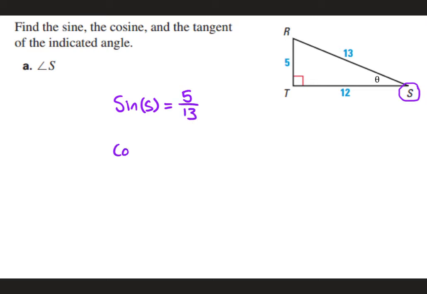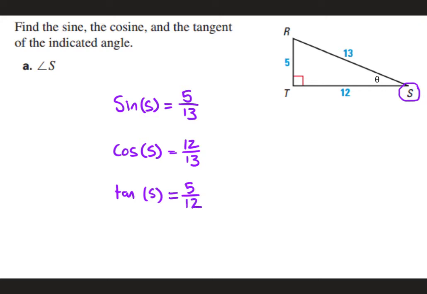Then we can do cosine. Cosine of angle S. We said cosine is the adjacent. Adjacent means the side next to it that's not a hypotenuse. So next to it is 12 over hypotenuse 13. So that's 12 over 13. And then we could do tangent of angle S. The tangent of angle S is going to be the opposite side, which we already said was 5, over the adjacent side, which we said was 12. So we get 5 over 12.